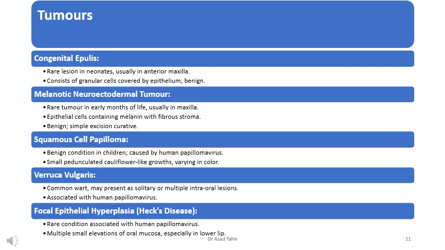Verruca vulgaris: common, may present as solitary or multiple intraoral lesions, associated with human papillomavirus. Focal epithelial hyperplasia, Heck's disease: a rare condition associated with human papillomavirus. Multiple small elevations of the oral mucosa, especially on the lower lip.